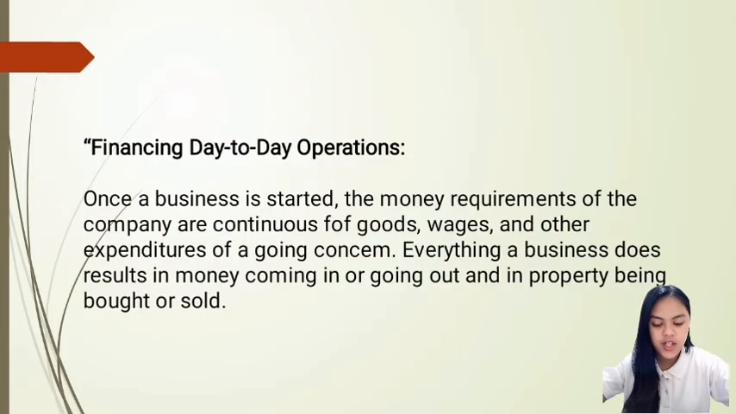So we have the financing of day-to-day operations. Once a business is started, the money requirements of the company are continuous for wages and other expenditures of a going concern. Everything a business does results in money coming in or going out, and in property being bought or sold. The sales department tries to sell all the goods it can, and the purchasing department tries to buy what is needed when it's needed.